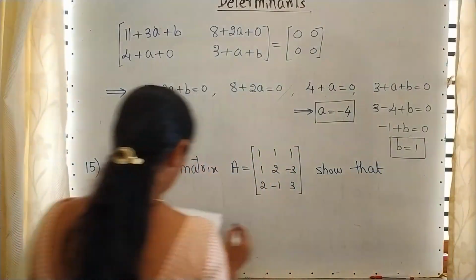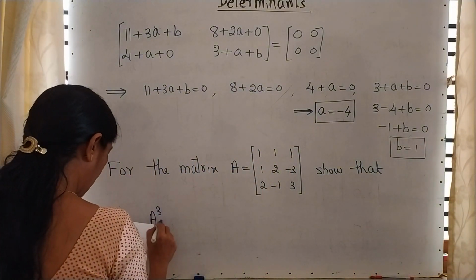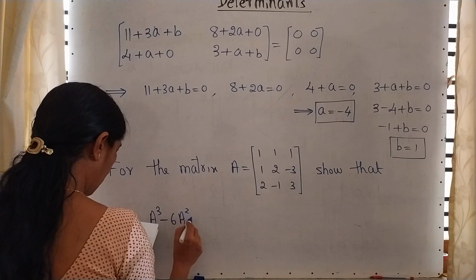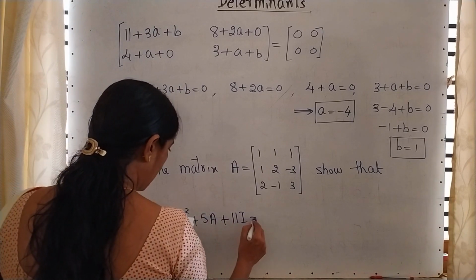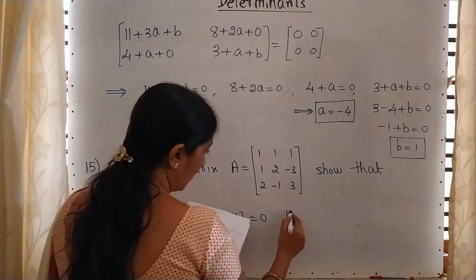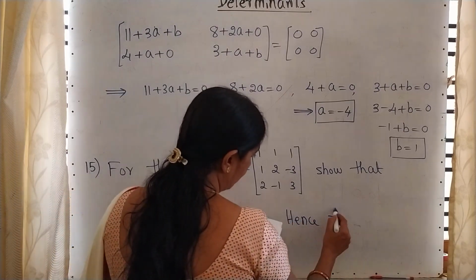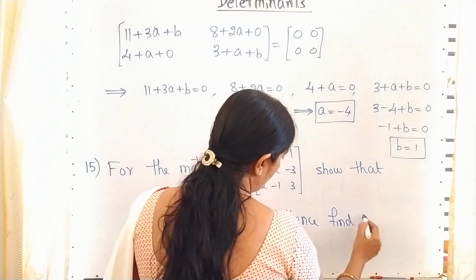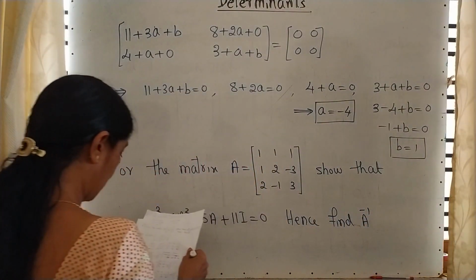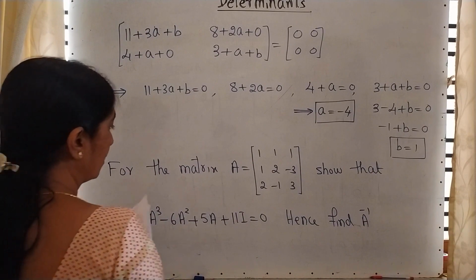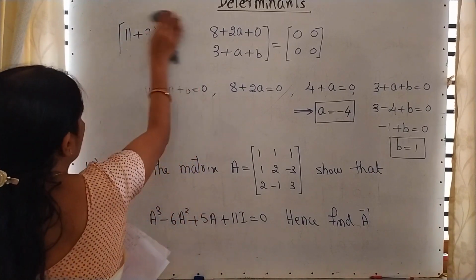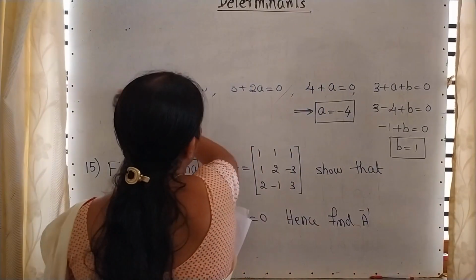Show that A cube minus 6A square plus 5A plus 11I is equal to 0. Hence find A inverse. That means with the help of this equation we have to find A inverse. This is the first question. Assignment question, students. Remember.